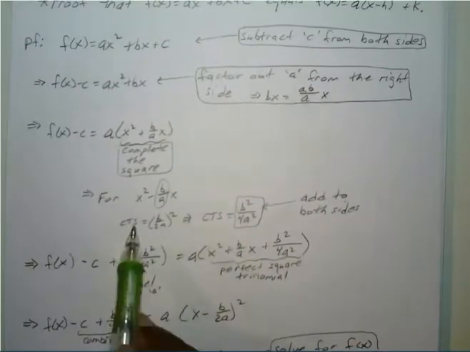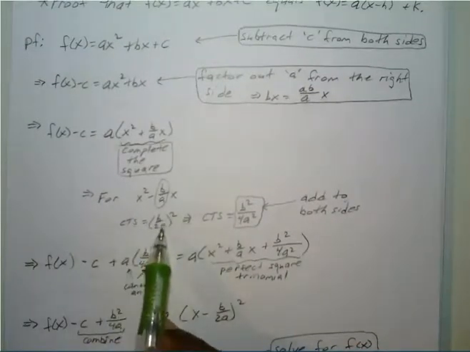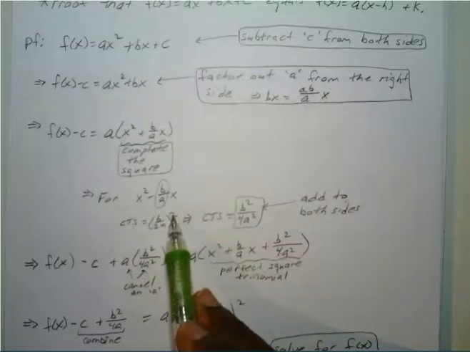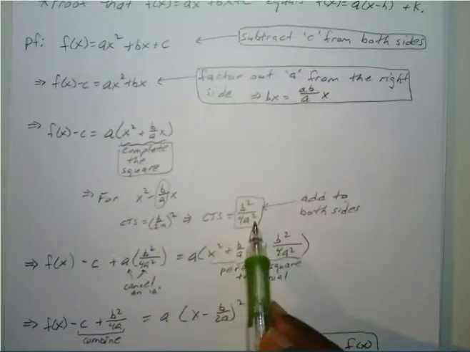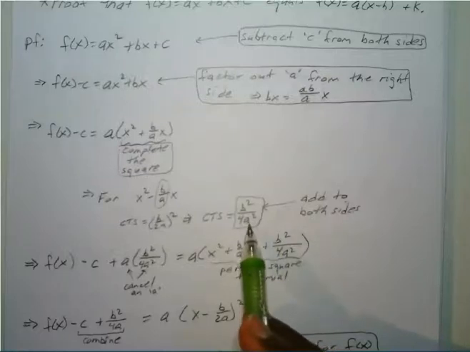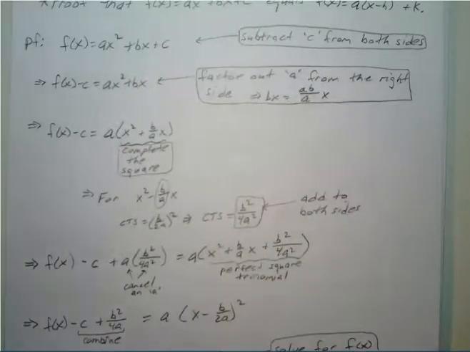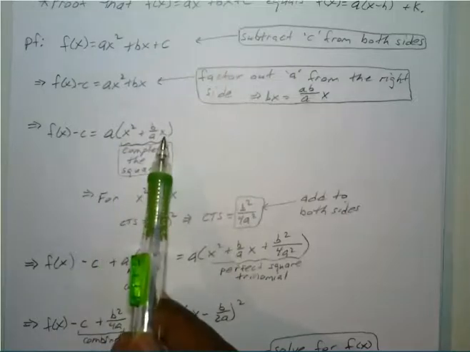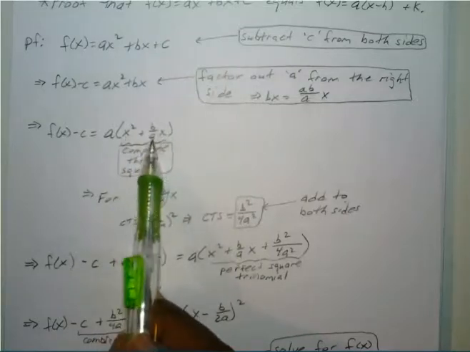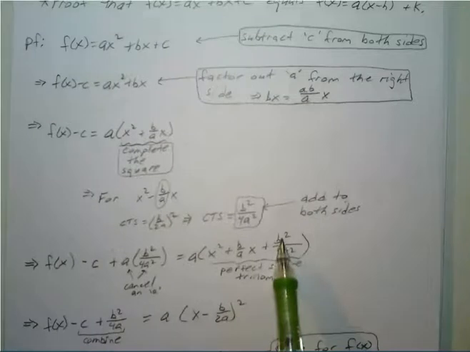Okay, so we know to complete the square, it's (b divided by 2a) squared. So we distribute that, we have b squared over (2a) squared, which ends up being 4a squared. And we're going to add this to both sides. Okay, so if we add this to this side, just inside the parentheses, we have x squared plus b over a x plus b squared over 4a squared.